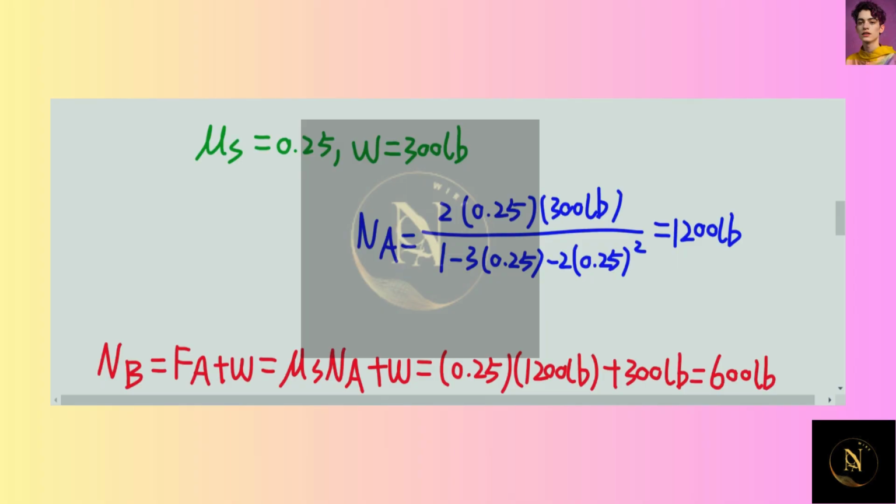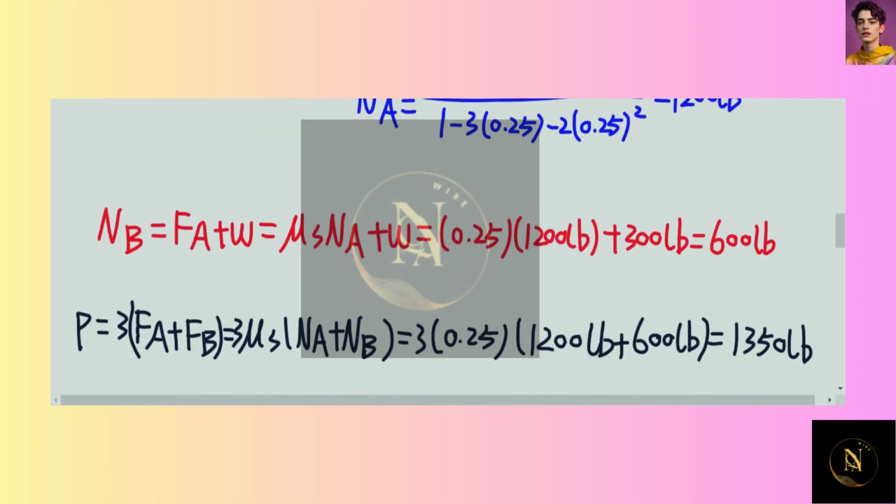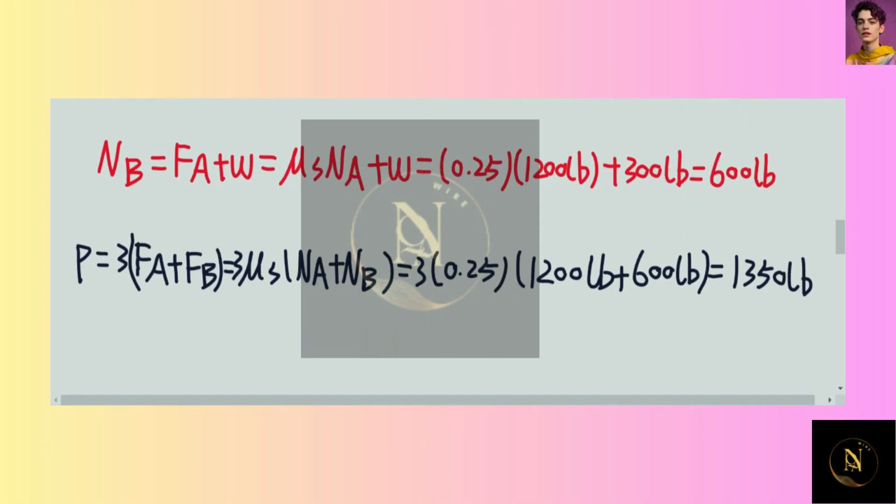So now we can determine force P, since force P is equal to 3 times (Fa plus Fb), which is equal to 3 times mu s times (Na plus Nb). If we plug in the values, we'll have 3 times 0.25 times (1200 pounds plus 600 pounds), and this is equal to 1350 pounds. And this is the answer for this question.